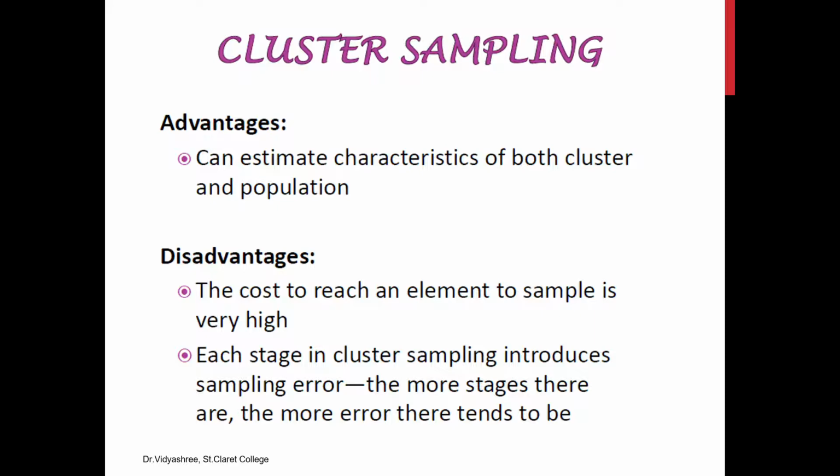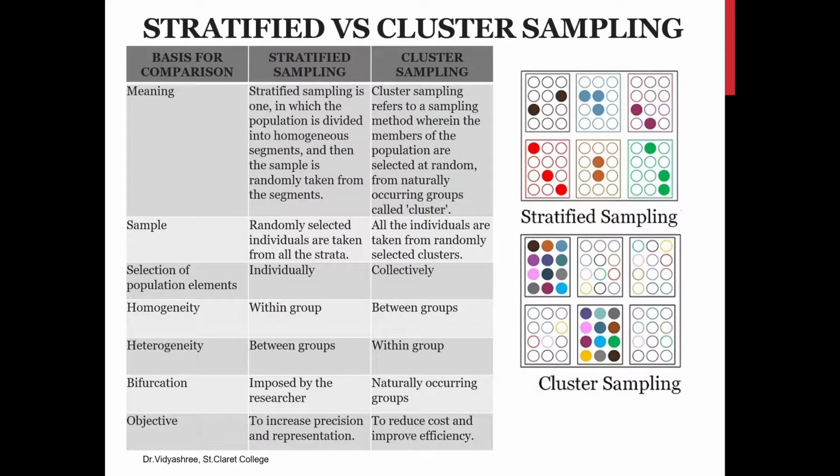The main disadvantage is that the cost is very high to make this process, and also if the clusters are more, then if you randomly pick any 2 clusters, obviously the sampling error would be more. The difference between stratified versus cluster sampling will be told in detail in the next video.